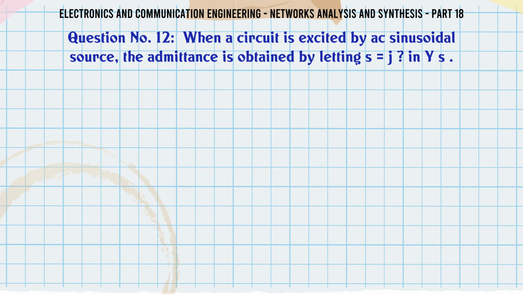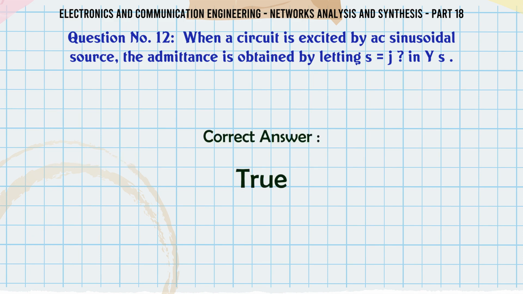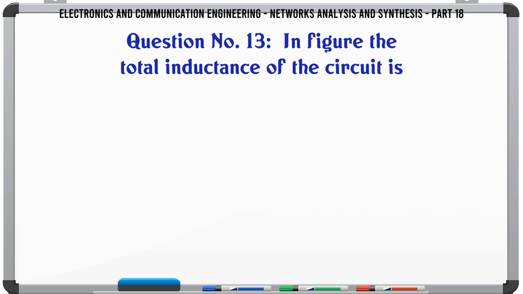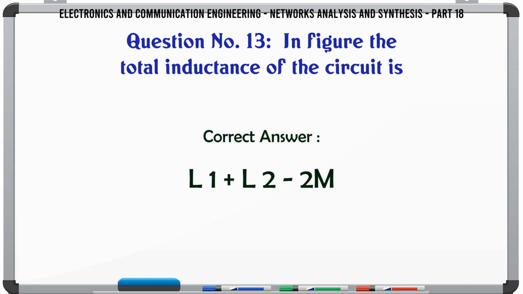When a circuit is excited by an AC sinusoidal source, the admittance is obtained by letting s = jω in Y(s). A. True, B. False, C. D. The correct answer is true. In the figure, the total inductance of the circuit is A. L1 + L2, B. L1 + L2 + M, C. L1 + L2 + 2M, D. L1 + L2 - M. The correct answer is L1 + L2 + 2M.